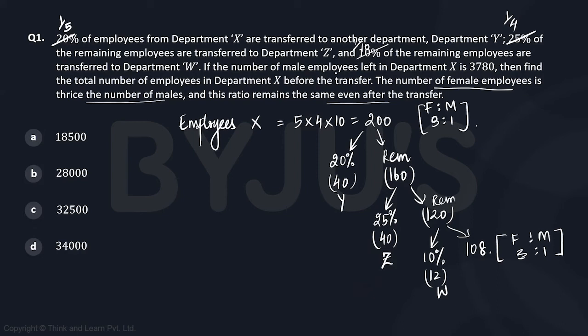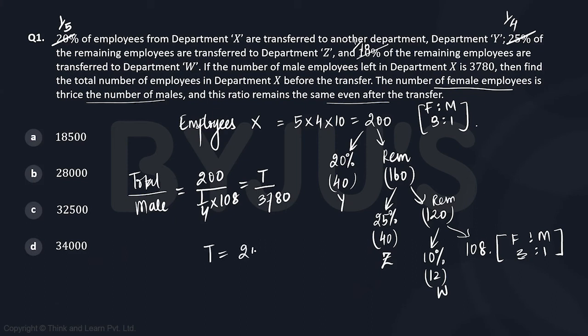Now, the total number of male employees is given to us as 3780. So if we look at the fraction of total employees upon male employees, then total employees were 200, and the number of male employees turned out to be 1/4 of 108. So if the total employees were, let's say, T, then the number of male employees given to us is 3780. So from here, we will get the total number of employees in the beginning.